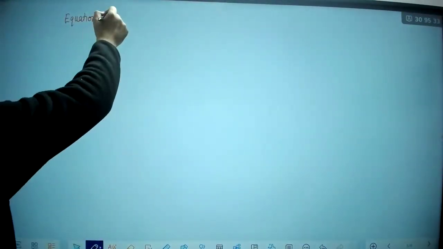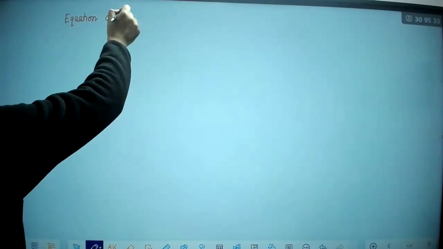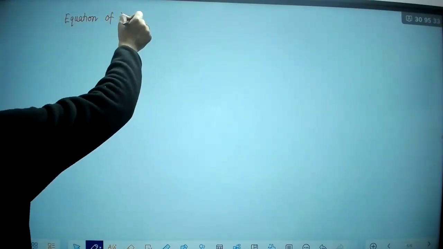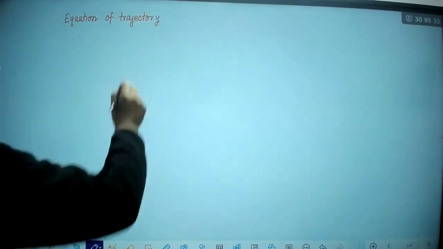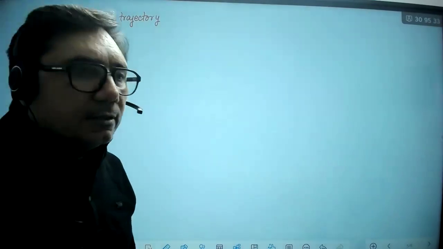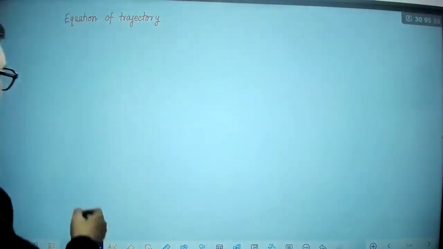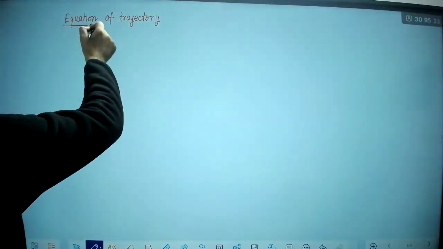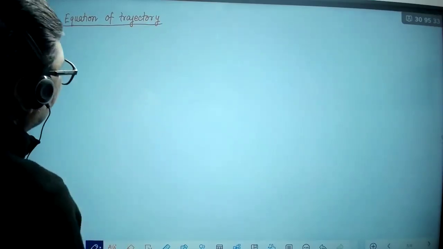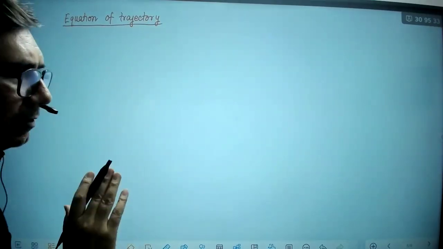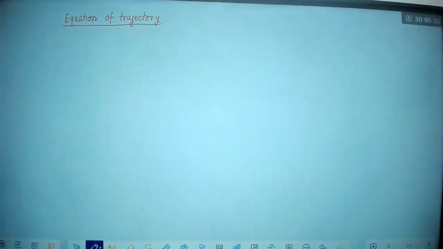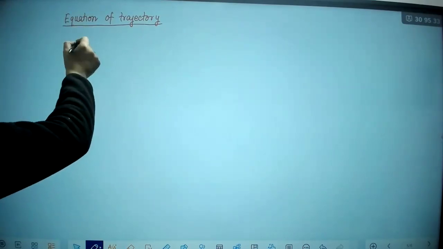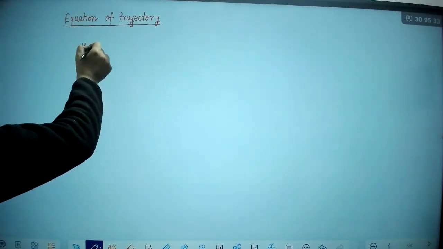Okay, sir. So equation of trajectory again. You will find 4 or 5 questions from projectile motion that they have asked in the exam in PYQs. I will discuss those questions after completing this. After the complete discussion of kinematics, I will discuss all the questions related to these topics. So now, what was the equation of trajectory?